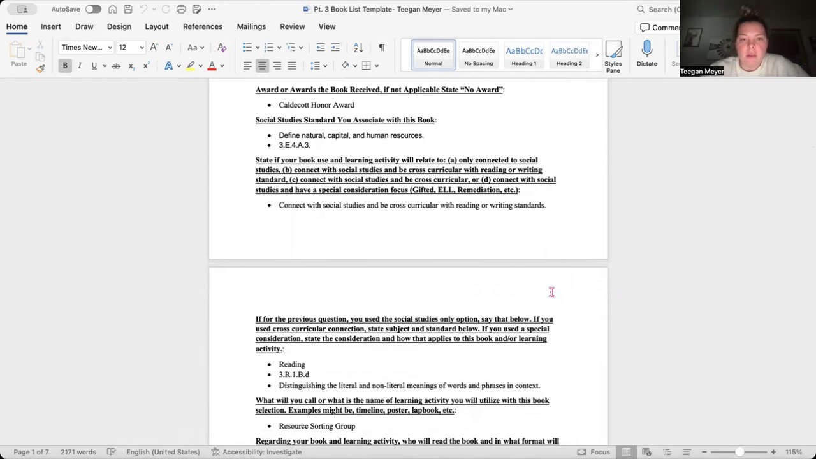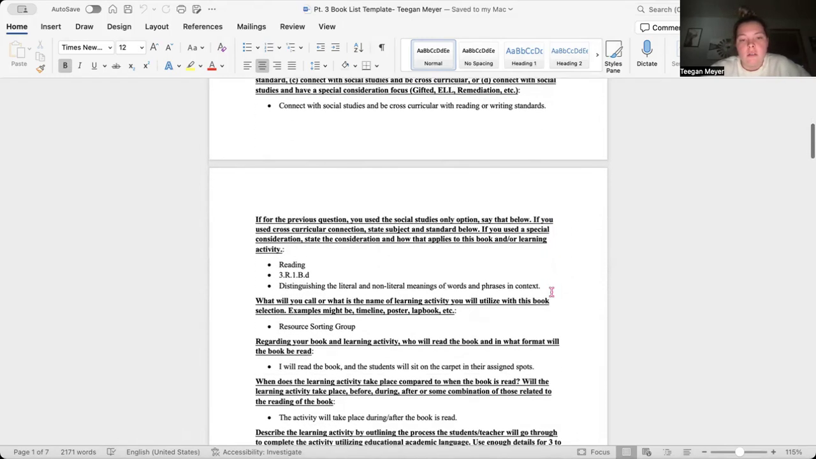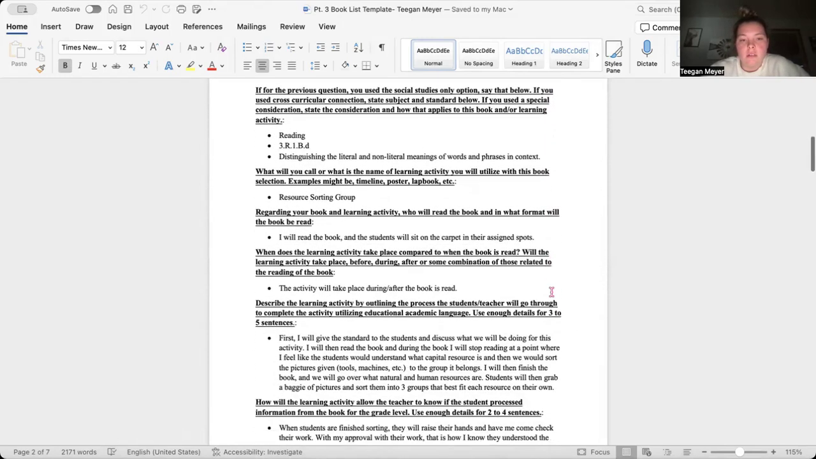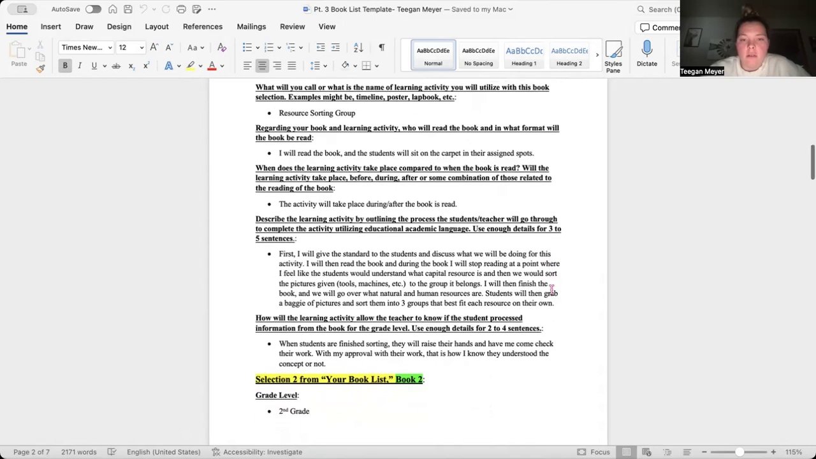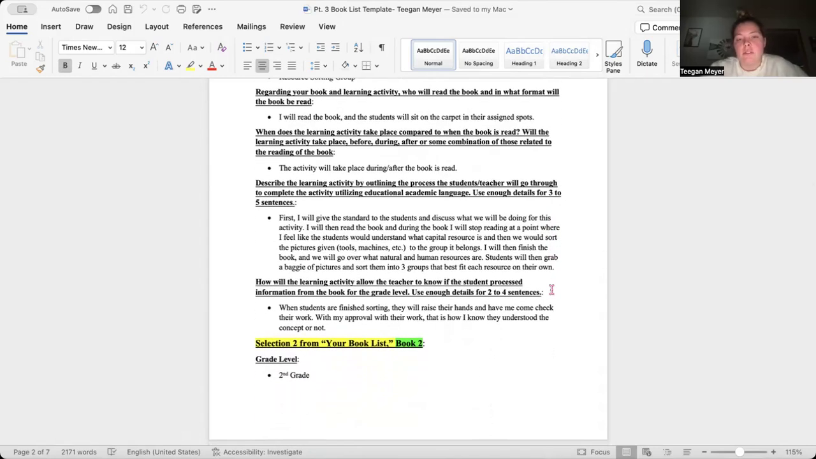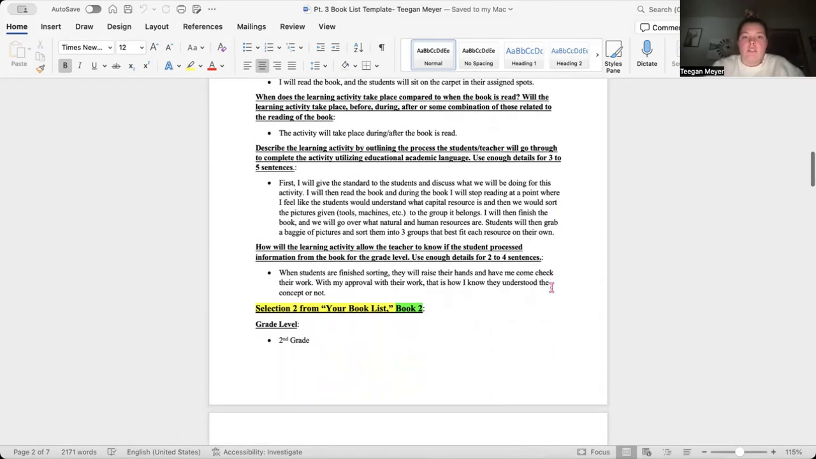So for this one, for my standard, I did the define natural capital and human resources. My activity would take place during slash after the book is read. So first I'll give the standard to the students and discuss what we will be doing for the activity. I will then read the book. And during the book, I'll stop reading at a point where I feel like the students would understand what capital resource is, and then we would sort the pictures given.